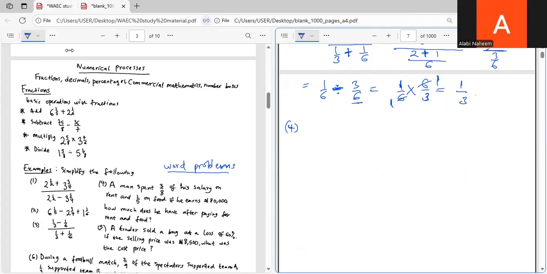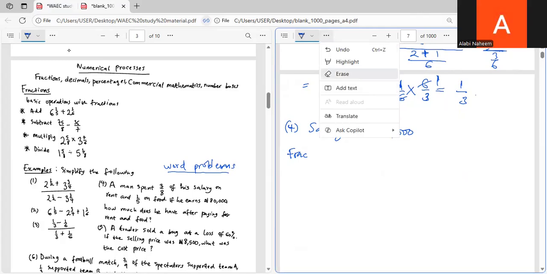So you can see his salary is how much? 80,000 naira. Right? And he spent 3 over 8 of his salary on rent. That means he spent a fraction of 3 over 8 of his salary on rent. So the fraction spent on rent, or we can say the amount spent on rent.